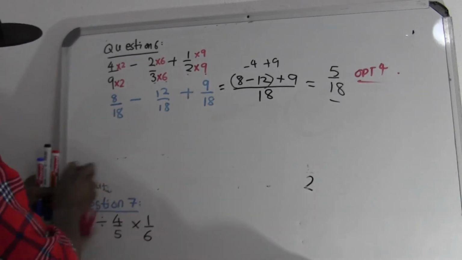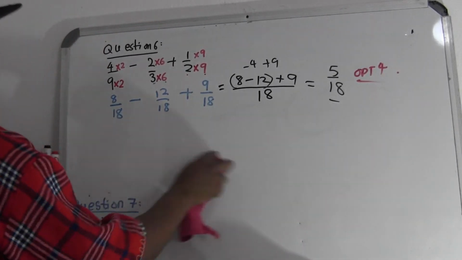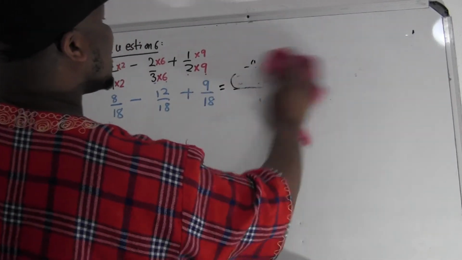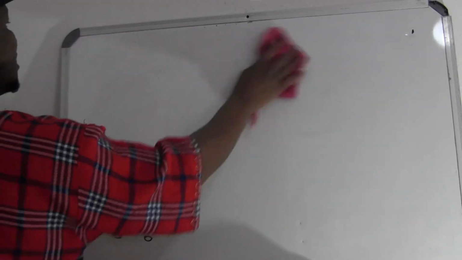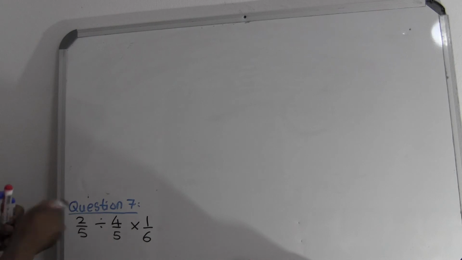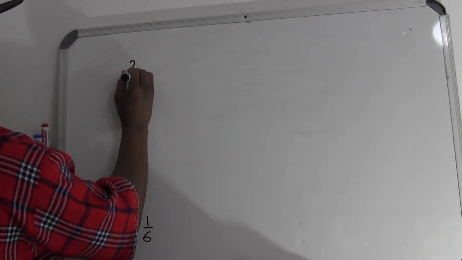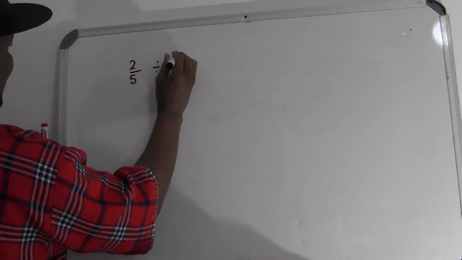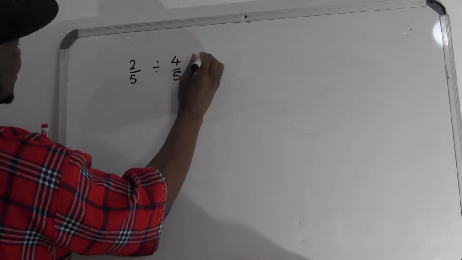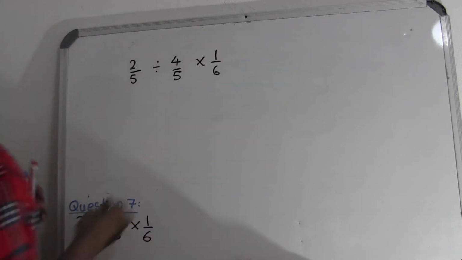Question number 7 is more about multiplication. I'm going to show you 2 examples. So multiplication is this: 2 over 5 divided by 4 over 5 times 1 over 6. So how are we going to do this?